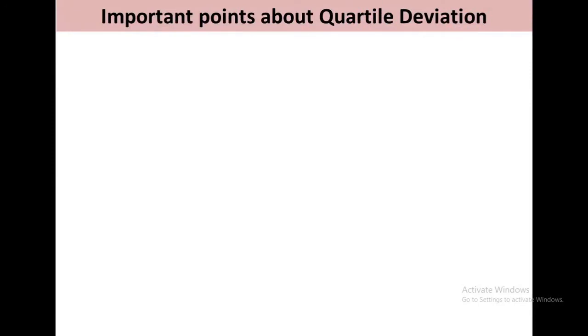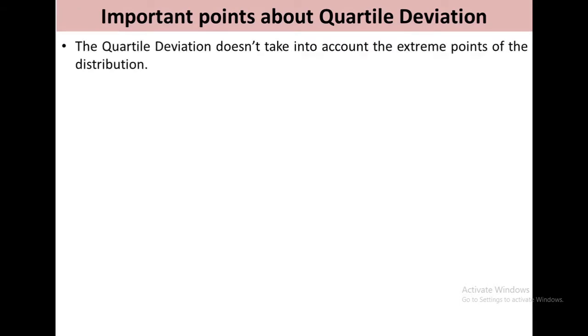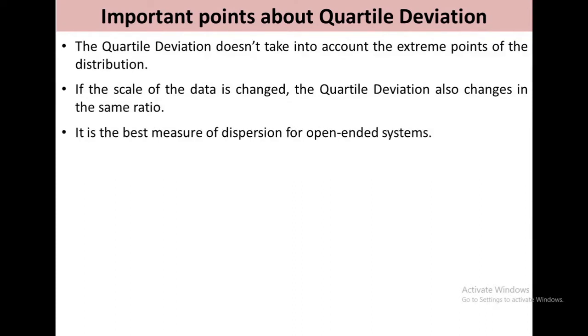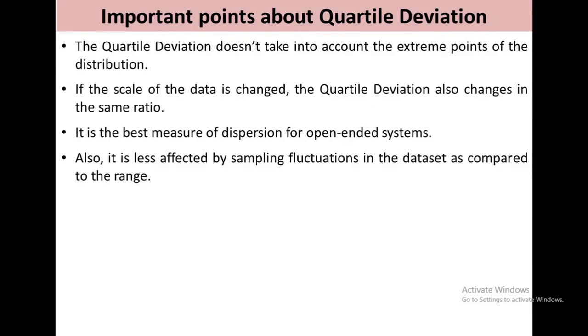Important points about quartile deviation. The quartile deviation does not take into account the extreme points of the distribution. Thus, the dispersion or the spread of only the central 50% of the data is considered. If the scale of the data is changed, the quartile deviation also changes in the same ratio. It is the best measure of dispersion for open-ended systems which have an open-ended extreme range. Also, it is less affected by sampling fluctuation in the dataset as compared to the range, which is another measure of dispersion.